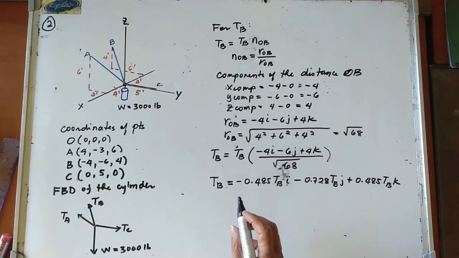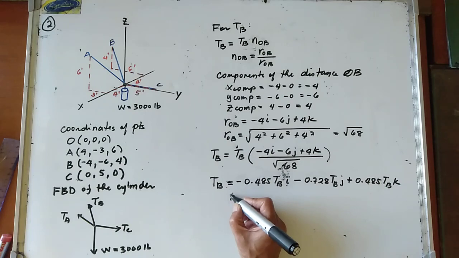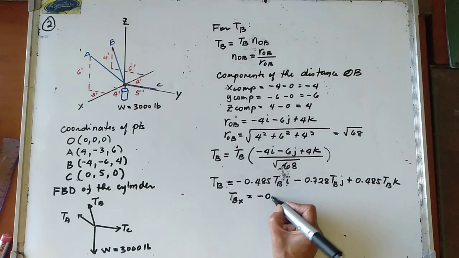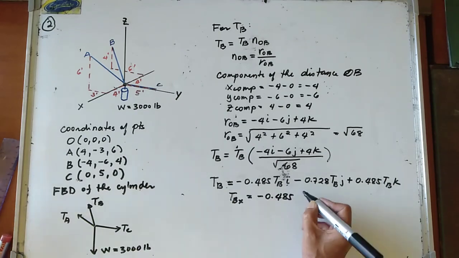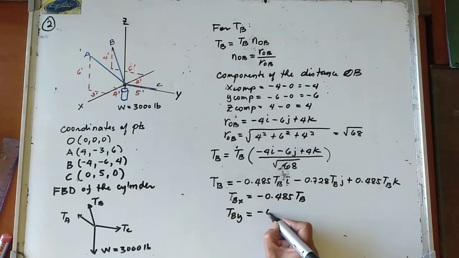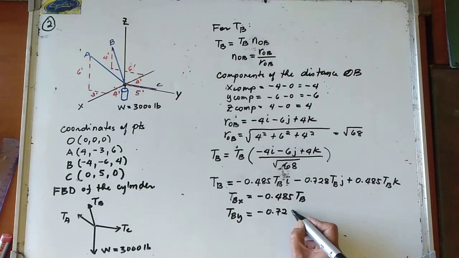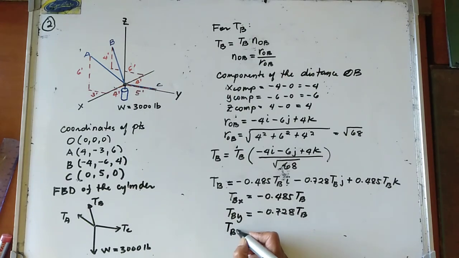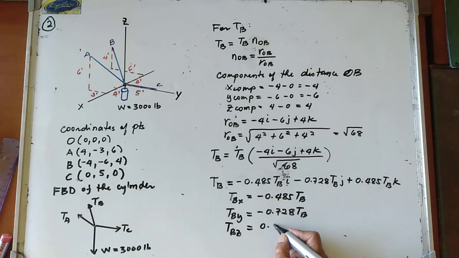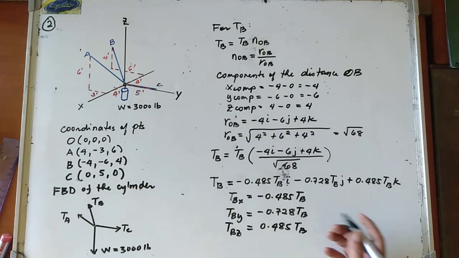Now, in scalar form, your TBX is equal to negative 0.485 T sub B. And your TBY is equal to negative 0.728 T sub B. And your TBZ is equal to 0.485 T sub B.